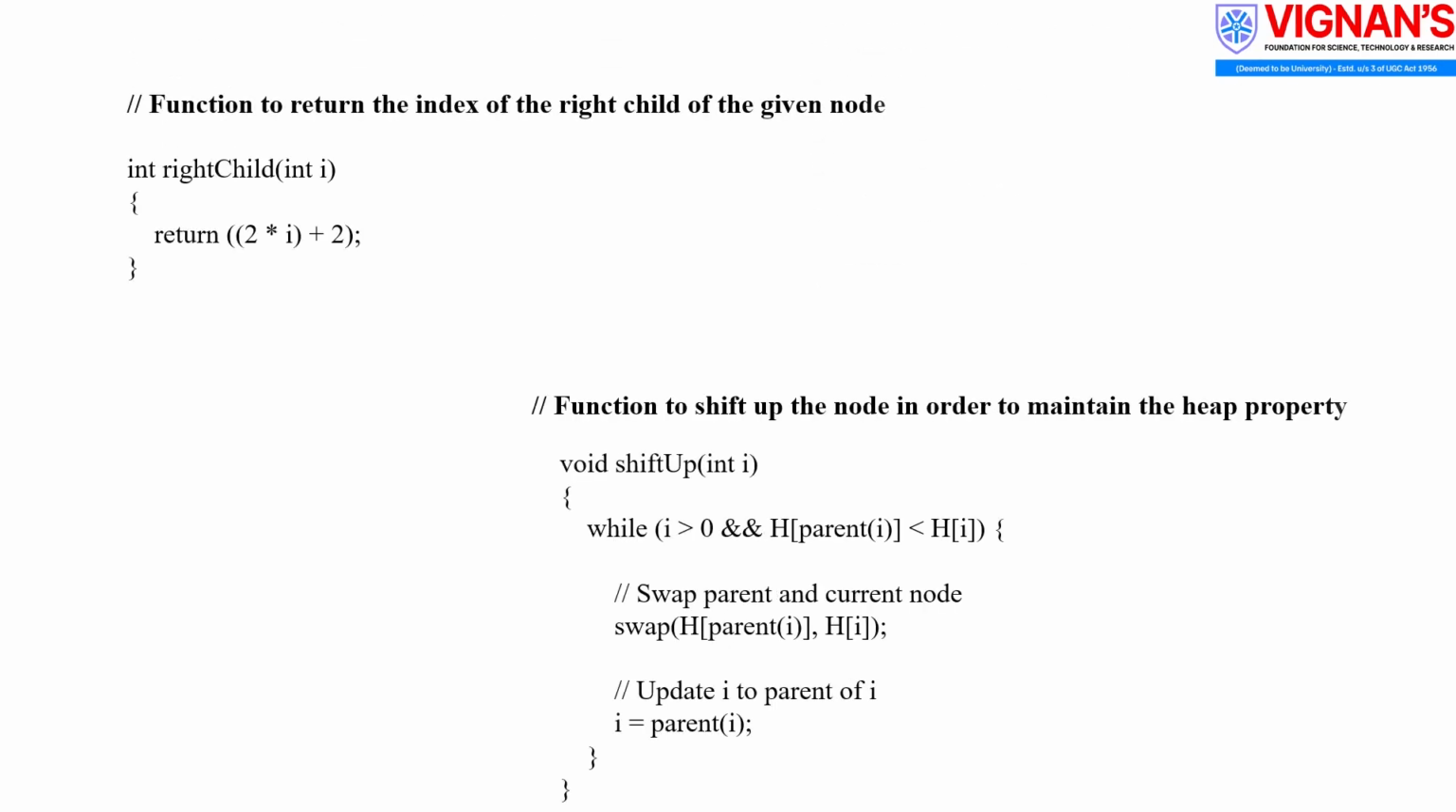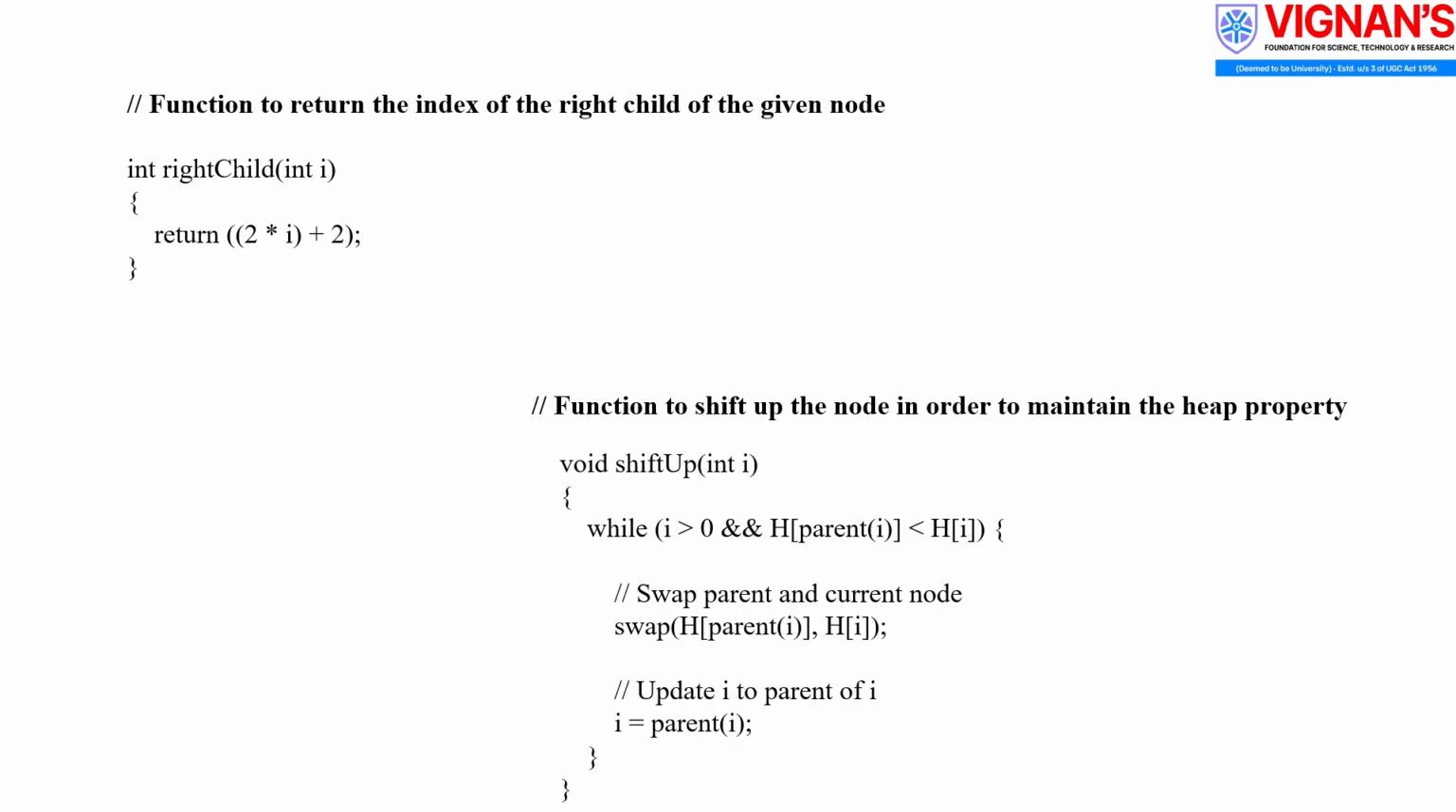This part of the program defines two important functions used in a binary heap. First, the function named rightChild is used to return the index of the right child of a given node in the heap. It takes an integer I as input and returns 2*I+2, which is the array index of the right child.